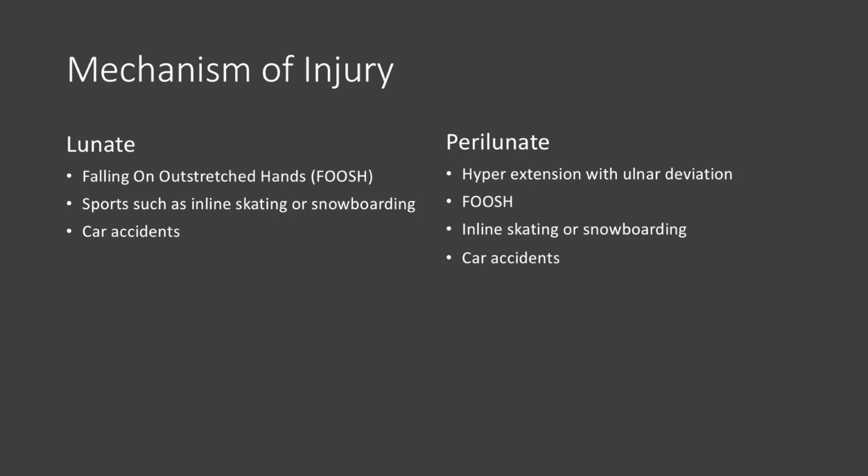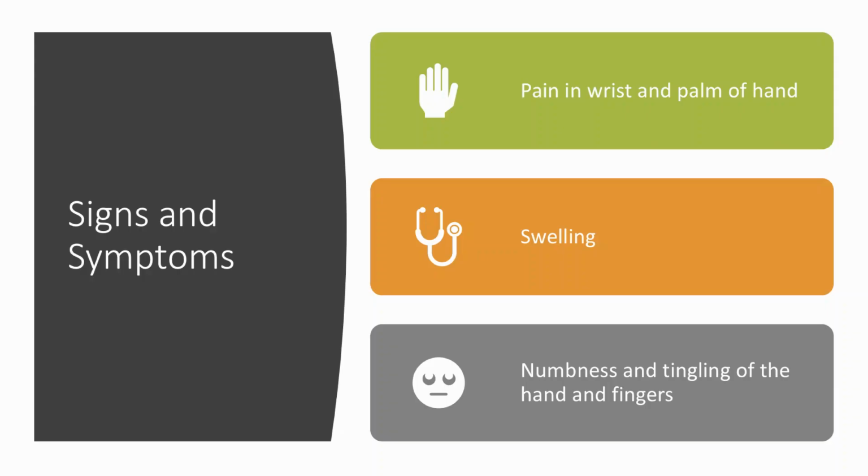And like I said before, the lunotriquetral ligament injury has all of the same mechanisms of injury as the paralunate dislocations. Signs and symptoms for both lunate and paralunate are the same. It's pain in the wrist and palm of the hand, swelling, or numbness and tingling of the hand and fingers.